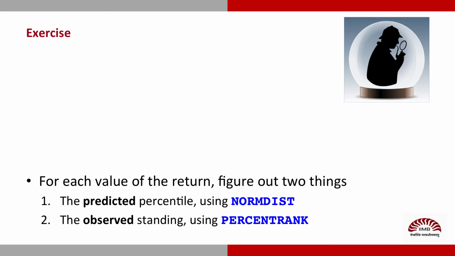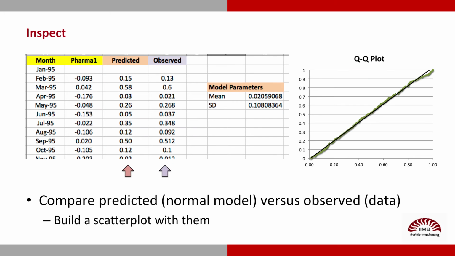Here's an interesting exercise. For each value of the return, figure out 2 things. The predicted percentile for the return, you use normdist for that. The actual standing for the return, you use percent rank for that. Next, compare the two with a scatter plot. If the data set is close to normal, then these two quantiles will be close to each other and the points are scattered about the 45 degrees line.